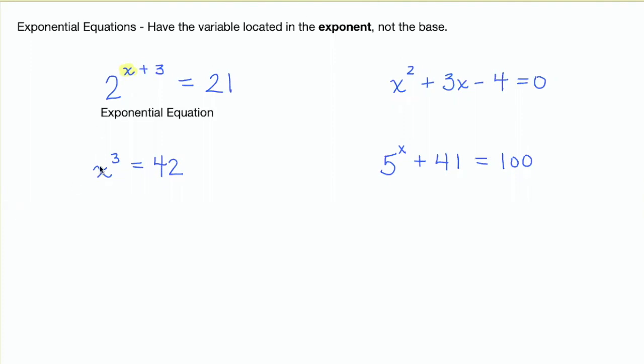In the equation below that one, x is the base. So even though there is an exponent in this equation, it's not an exponential equation. It's what we studied previously, a polynomial equation. In the next equation, we have the variable located in 2 different places, but in each case, it's not in the exponent. So this would also be a polynomial equation, while the one below has x, the variable, in the exponent and would be an exponential equation.